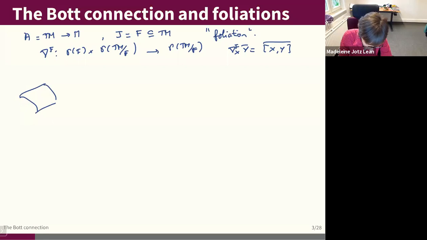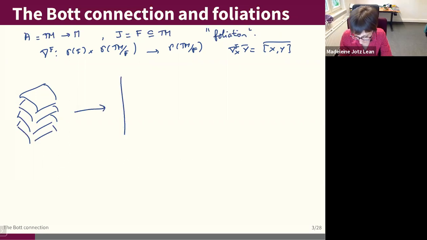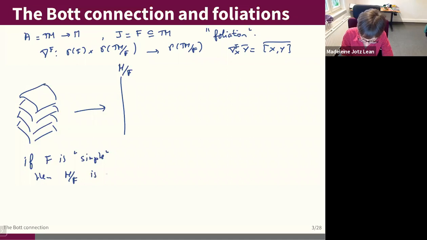So locally, or I guess ideally, your foliation will look like that. And then you will have a quotient. And if you're lucky, so if F is simple, then this quotient, which I call M mod F, is again a manifold. And then you have a projection, which is a surjective submersion, and you have nice geometry. So let's call the quotient M bar. Then we go back to the Bott connection and we think further about it.